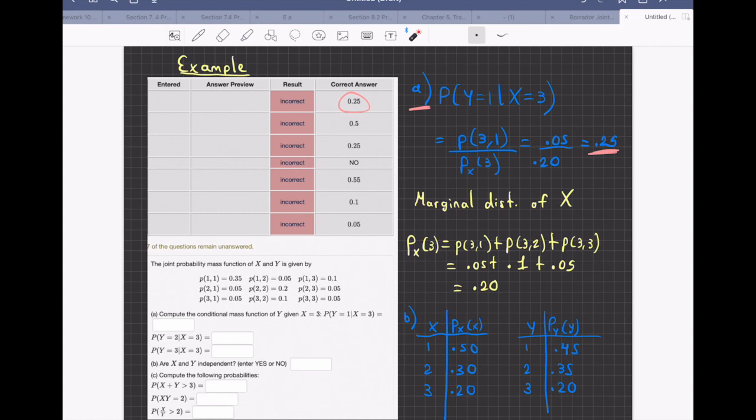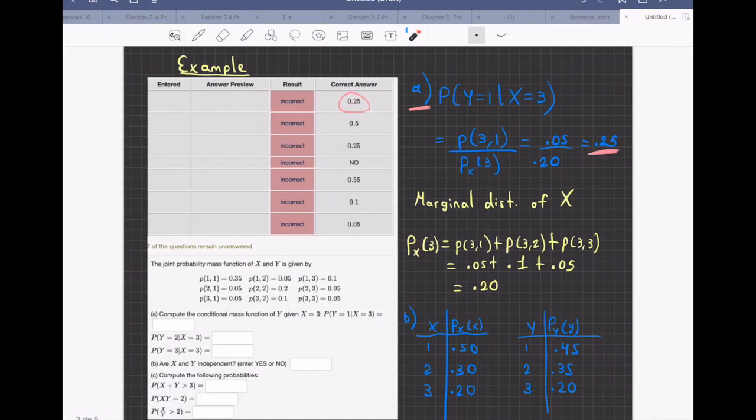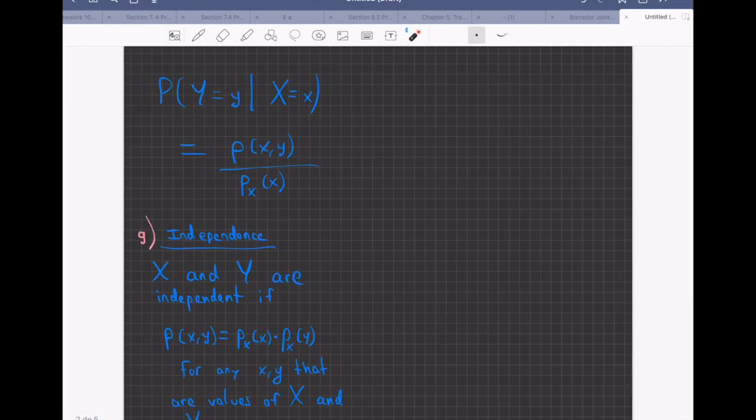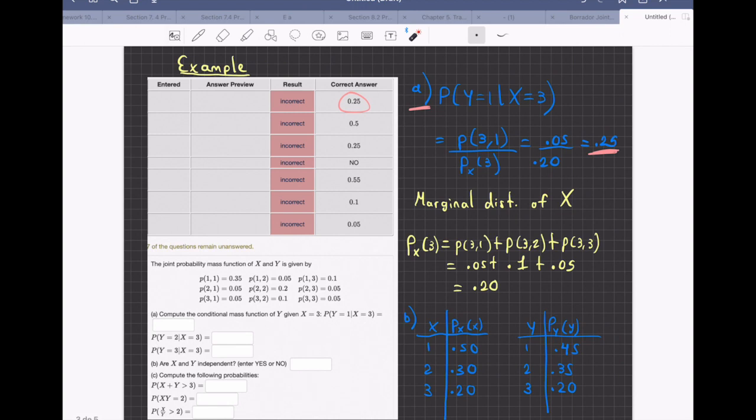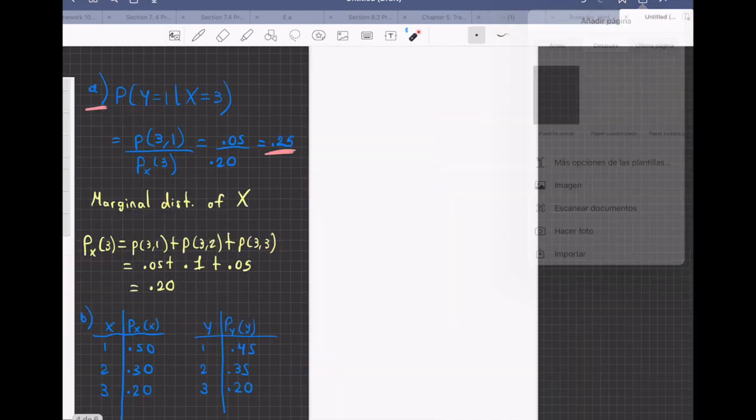All right. Now, what is the definition for independence? X and Y are independent if the joint probability mass function is equal to the marginal probability of X times the marginal probability of Y. But this must be true for any values of X and Y. So if I can find at least one value such that this equation is not satisfied, then I can prove that they are not independent. And this is the case.